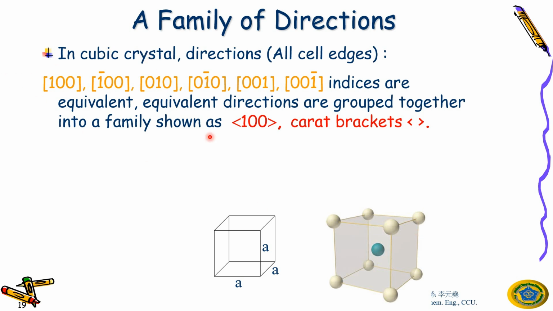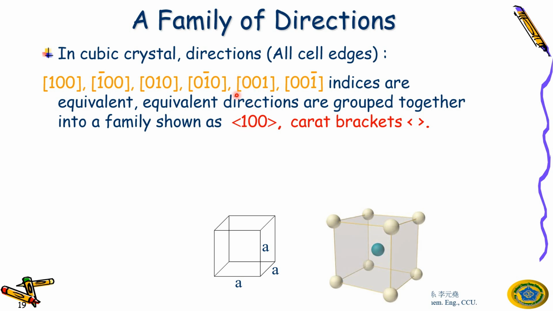That's in the cubic crystal. A cubic crystal means the length of a equals the length in the x-axis, equals the length in the y-axis, equals the length in the z-axis. So for the cubic crystal structure, the directions are like this: [1 0 0], [1-bar 0 0], [0 1 0], [0 1-bar 0], [0 0 1], [0 0 1-bar]. Equivalent directions are grouped together into a family, shown like this. So we call this the angle brackets.